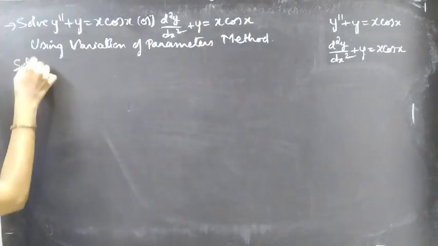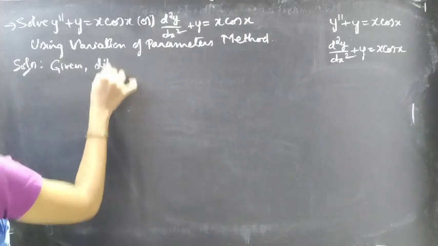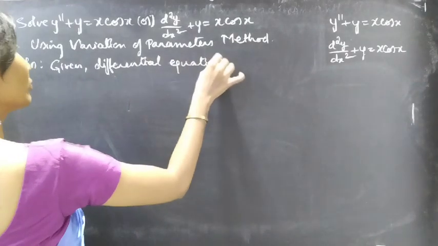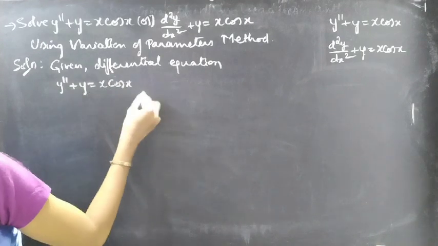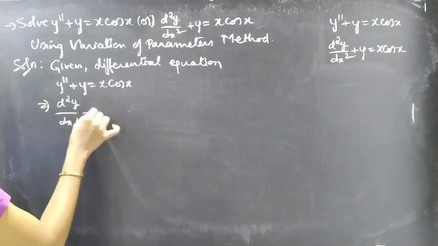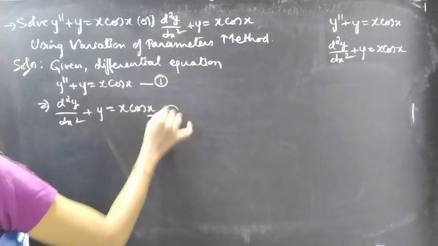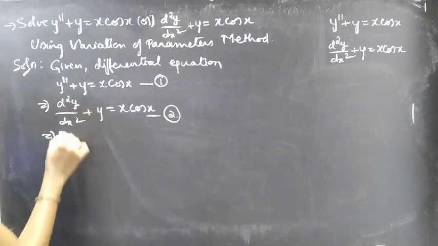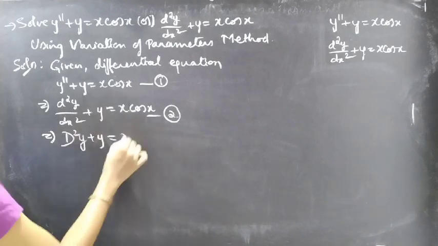So we are given a differential equation of order 2. Given differential equation: y double dash plus y equal to x cos x, or we can write y double dash as d square y by dx square plus y equal to x cos x. Consider the first equation as equation 1 and the second as equation 2. And we can write d square y by dx square as capital D square y, where D is a differential operator.